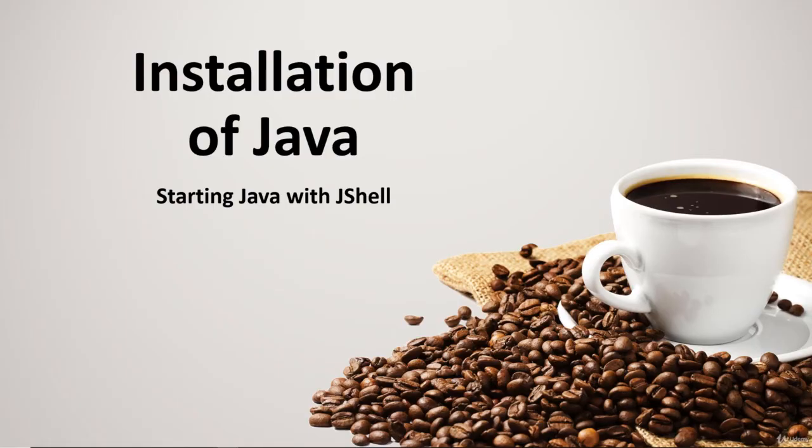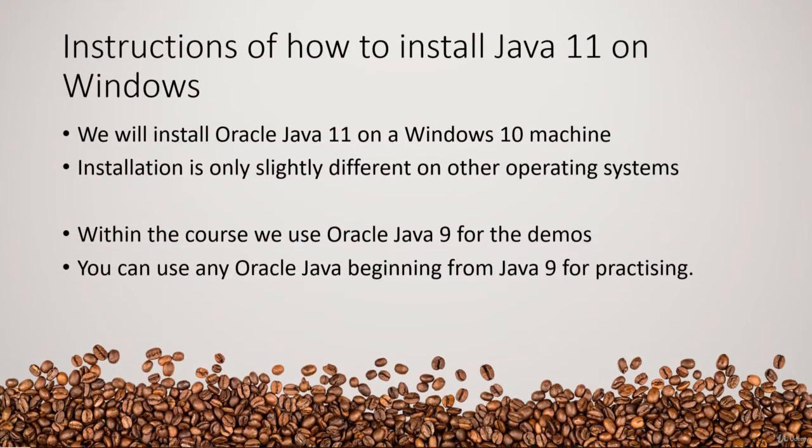We want to go practical in this course. Because of this, we need an installation of Java on your local system. We need this installation of Java on your local system because within this installation, JShell is included and we have to execute JShell for the exercises. So within this lecture, I want to show you how to install Oracle Java 11 on a Windows 10 machine.